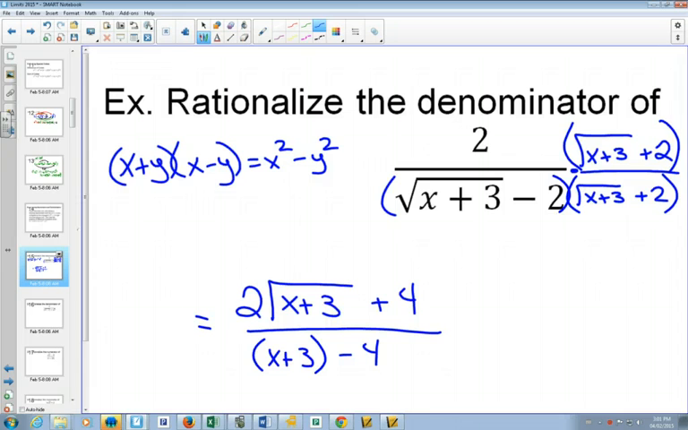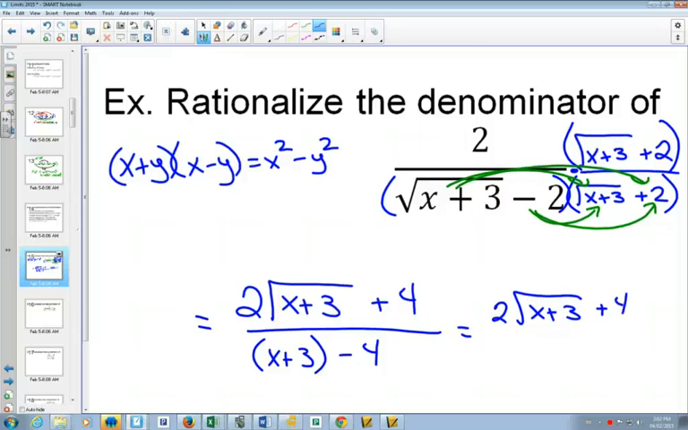If you want to, you can use your arrows and multiply everything out. But the ones on the outside and the ones on the inside are going to cancel out. And now we can simplify this. X plus 3 minus 4 would just be x minus 1.